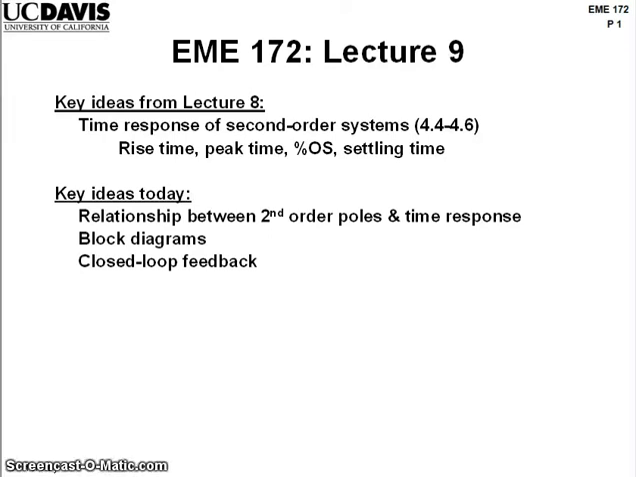So on Friday, Lecture 8, I covered the time response of second-order systems. This is material from Chapter 4, sections 4.4 and 4.6. I talked about rise time, peak time, percent overshoot, and settling time. Specifically, I also talked about categorizing second-order systems based on the damping ratio, right? So I talked about systems that are underdamped, overdamped, and undamped.